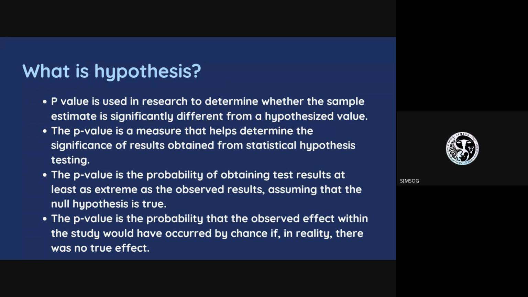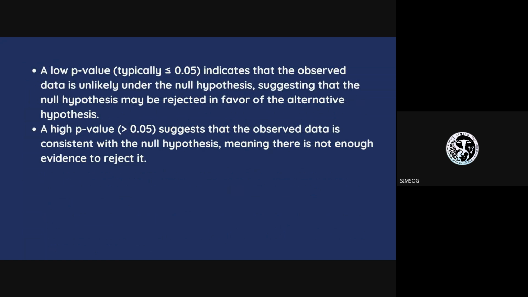I hope this is making sense. I'll take some examples in the coming time, but let's say a low p value, so how to interpret this?